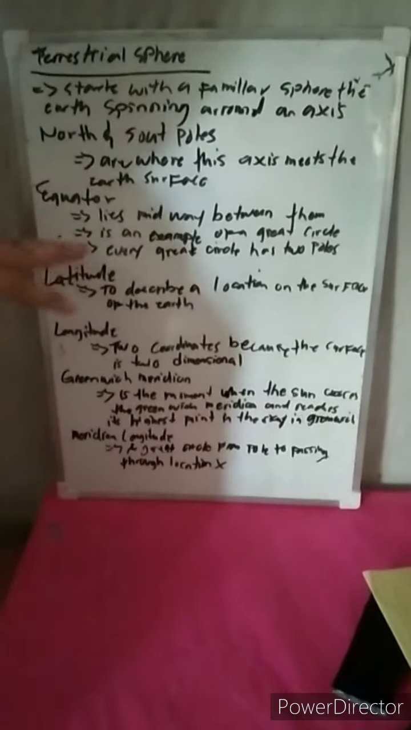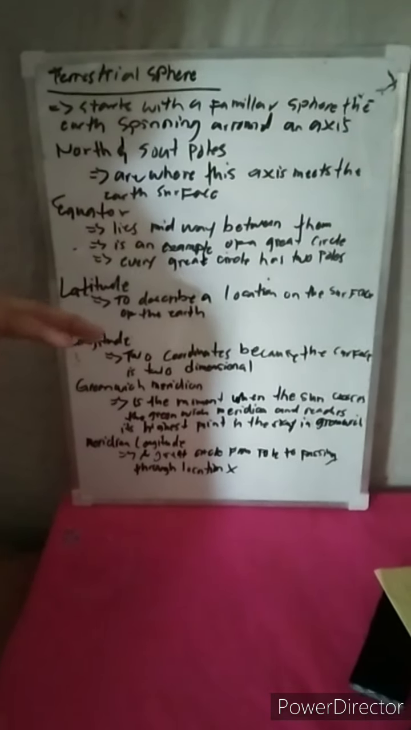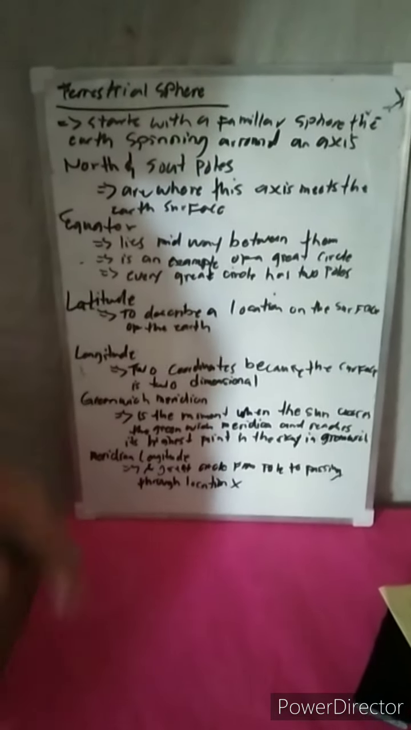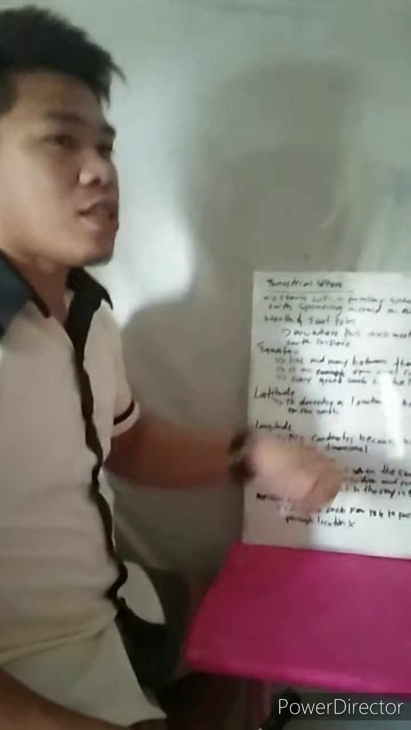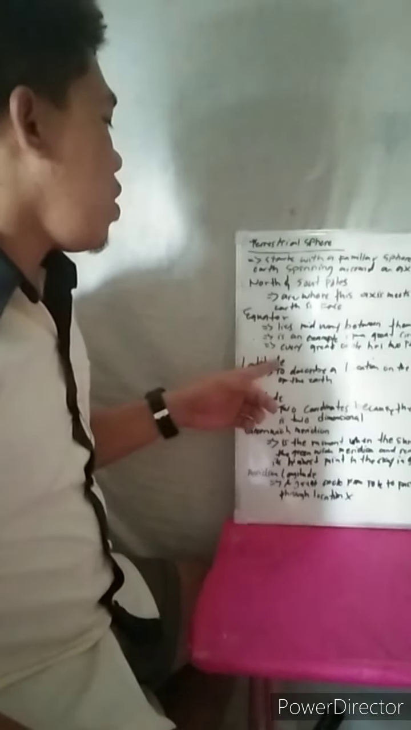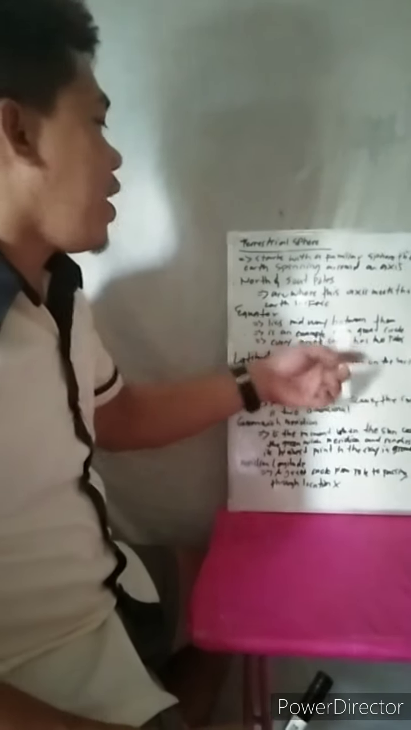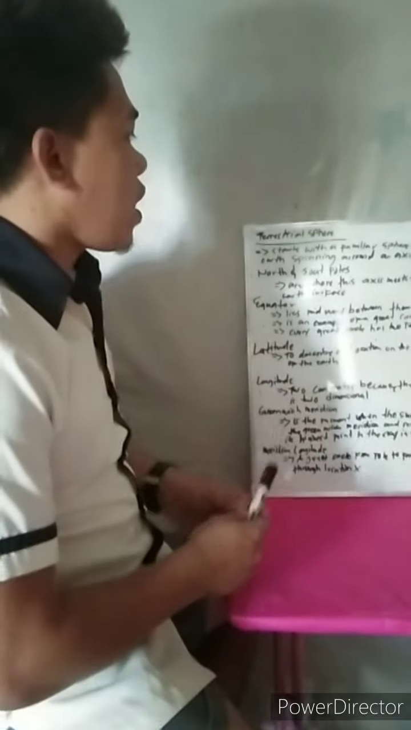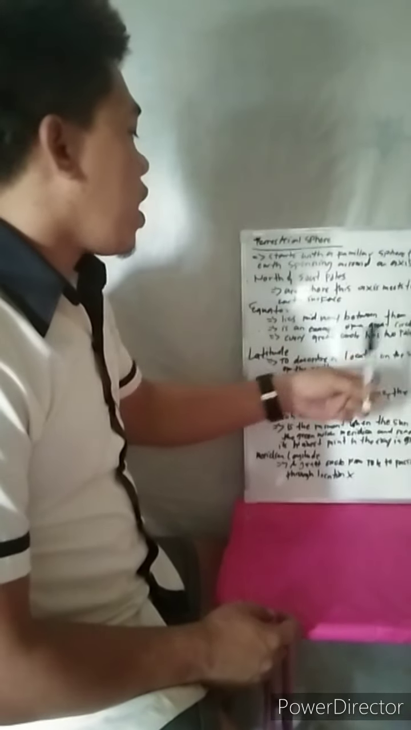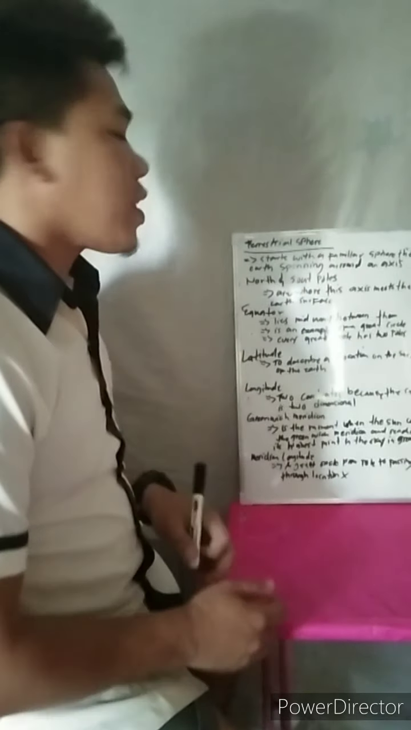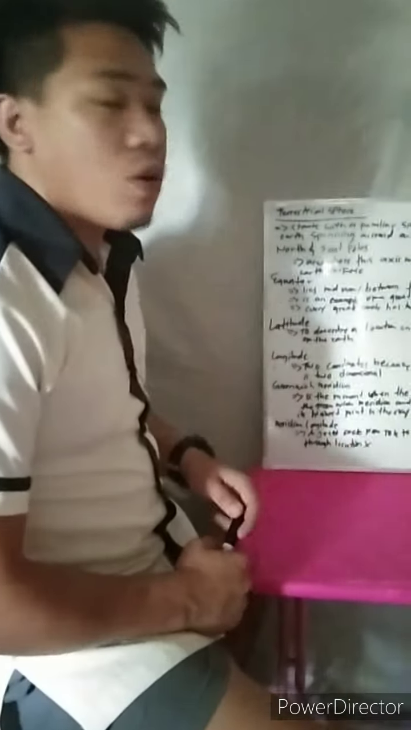So the equator. I know you are familiar with the equator. The equator lies midway between them and is an example of a great circle. Every great circle has two poles. So each great circle has two poles. The equator, we can see it if I draw it.